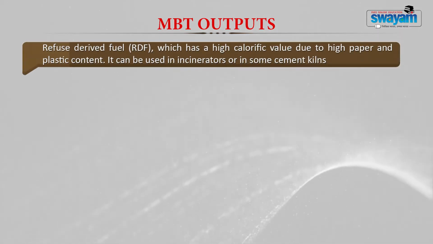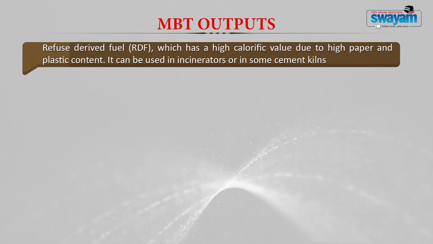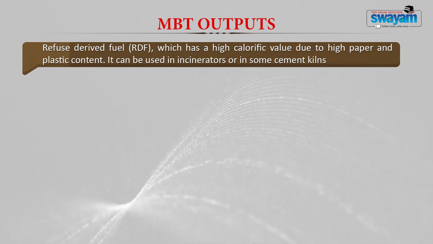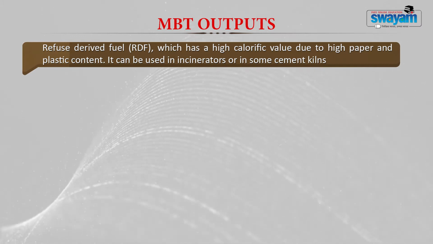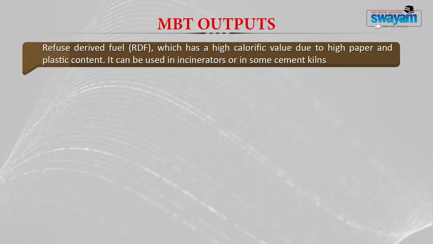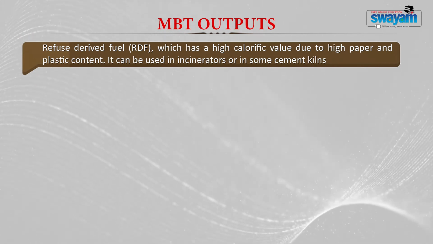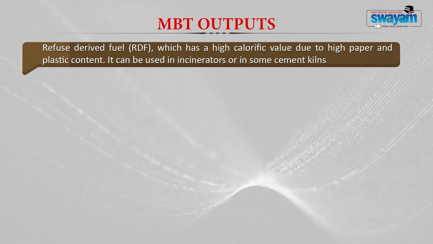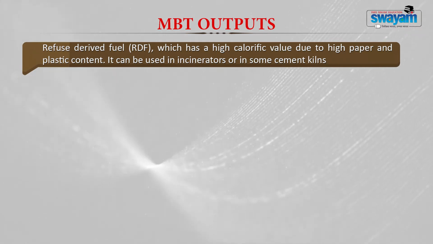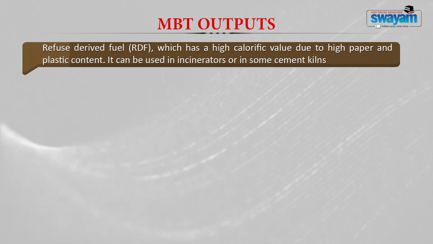Now, let us discuss what the different MBT outputs are. MBT outputs means the different products or outputs that are generated at the end of the mechanical biological treatment process. The refuse derived fuel, which has a very high calorific value due to the presence of paper and plastic content, is one of the main outputs generated from the MBT process. It can be used further in an incineration plant or in cement kilns, and you can recover energy or use it as a fuel.